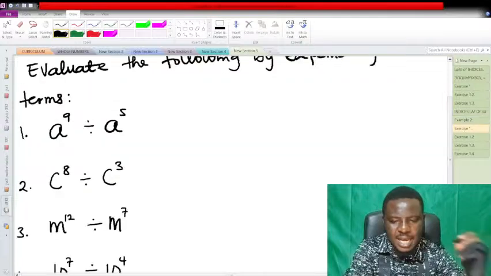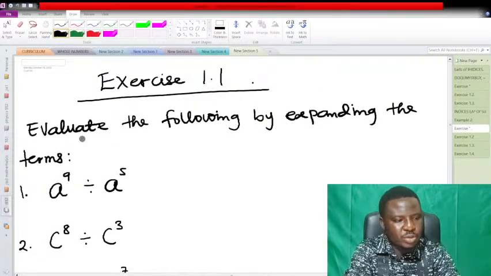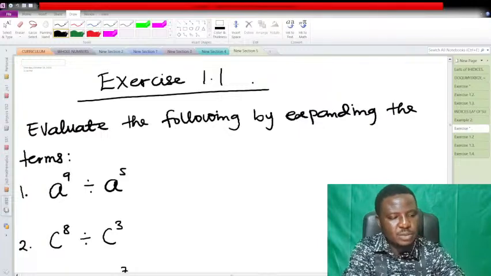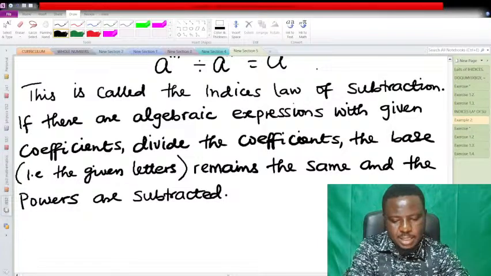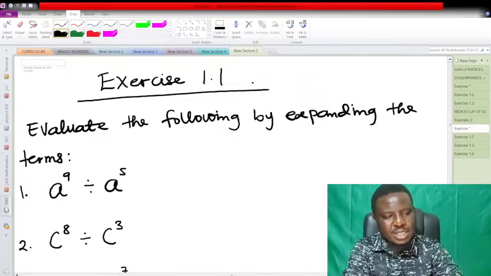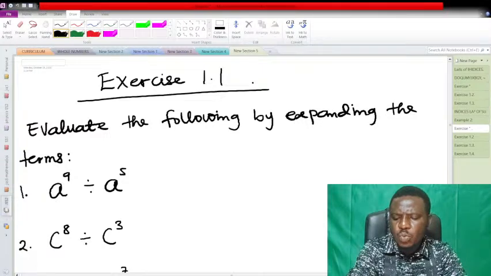So let's see an example, that we should evaluate the following by expanding the terms. I should be able to solve one or two examples before we go to this. But nevertheless, let's take this exercise because I've already been prepared in this order for your own understanding. We are asked to evaluate the following by expanding the terms.